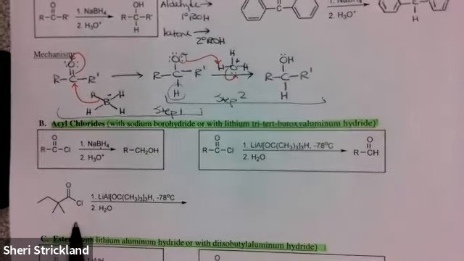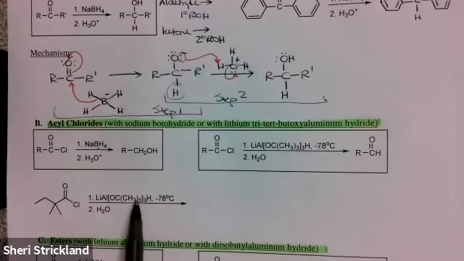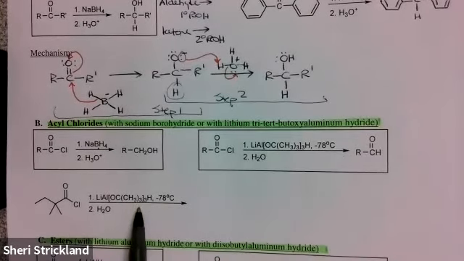So if my acyl chloride looked like this, and I used the lithium tri-tert-butoxy aluminum hydride, what would I make? Pause the video and draw the structure.